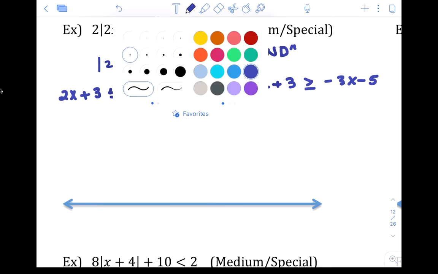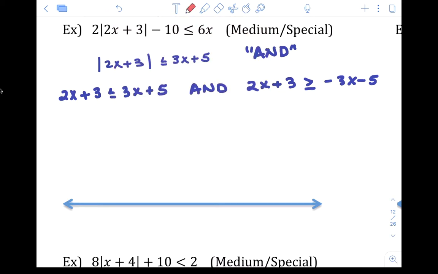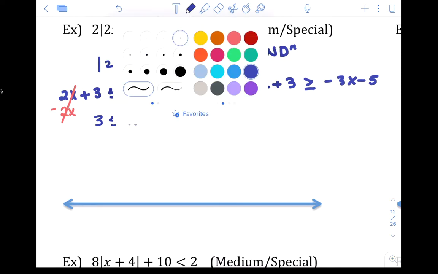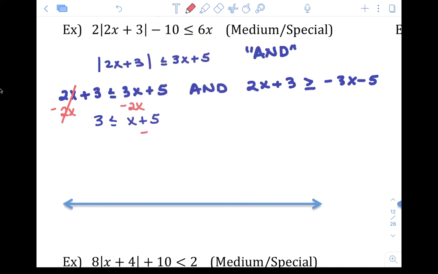So now we're going to simply solve both inequalities. Remember that you have to get your x's together first. I'm going to subtract 2 x's. I have 3 is less than or equal to x plus 5. And now I can solve. I'm going to subtract 5 on both sides.